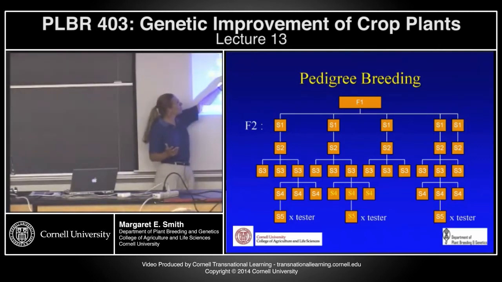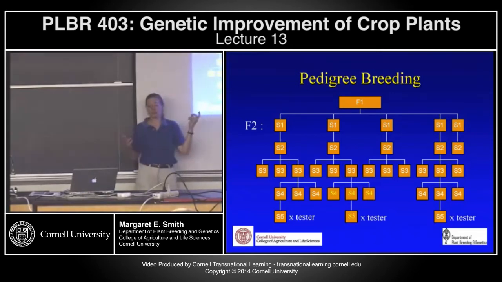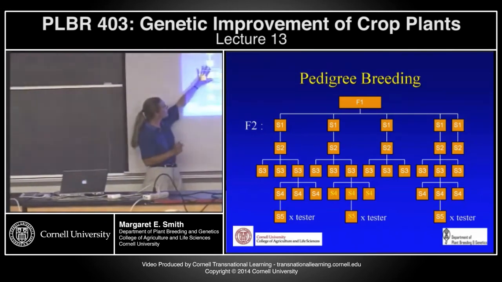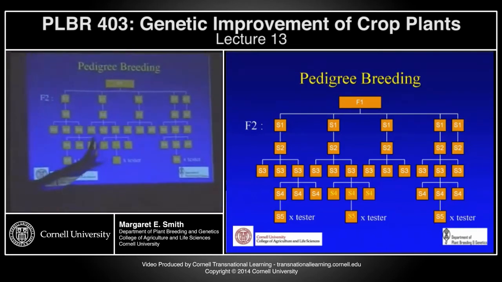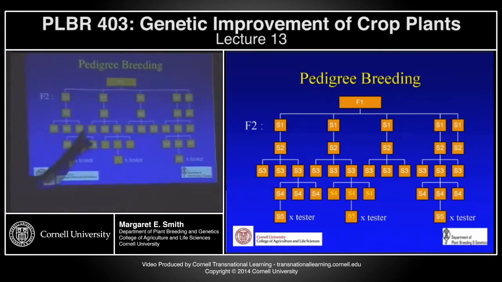So what you do is you sample, you generate S2 families from pretty much all of those S1s, because there's really nothing you can tell about a single plant that's all that useful. Maybe you can throw out a few that are really too late maturing or something. And then you start keeping track of sets of S3s. You're going to throw out some of the S2s that don't look good. You're going to look at sets of selves from each of those S2s in the next generation, the S3 generation.